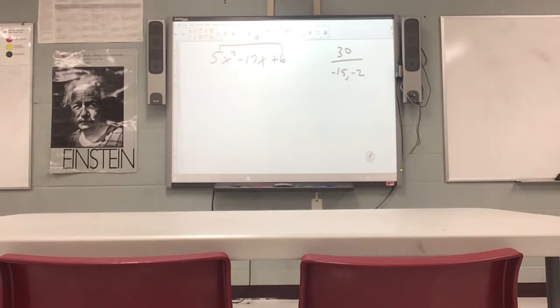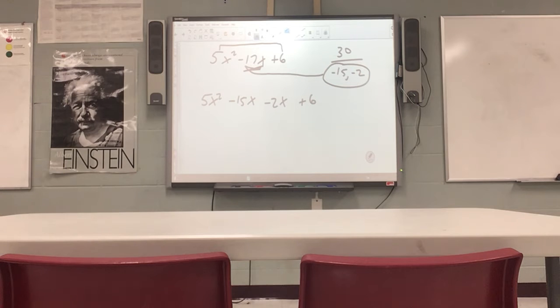Okay, now here's where it's different. When we got to this step, when the a was 1, we just wrote our 2 parentheses and plugged in those factors and you were done. But you don't get to do that now. When your a is not 1, these factors are going to substitute in for that middle term. So I'm going to rewrite this as 5x squared, but instead of negative 17x, I'm going to put my factors that give me a negative 17x. So I'm going to bring the 5x squared down, and now minus 15x and minus 2x plus 6.